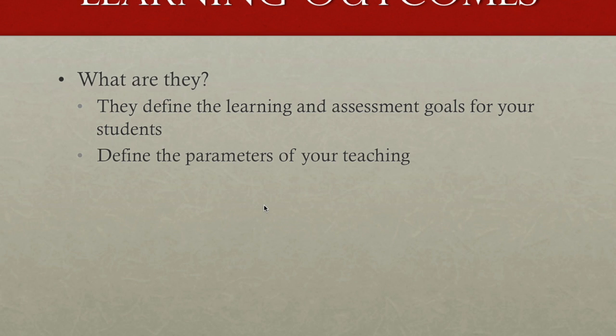So what are learning outcomes? Basically, they define the learning and assessment goals for your students. They are the key, the linchpin, if you will, of your courses. And they will help define the parameters of your teaching. One of the issues that we all have with online teaching is this concept of content bloat. It happens within our face-to-face teaching too. We just try and pack in a lot of stuff, maybe too much. But within the online realm, it becomes much more difficult to constrain ourselves. One of the ways we constrain ourselves is to explicitly work with the learning objectives and learning outcomes, and they will define our boundaries.